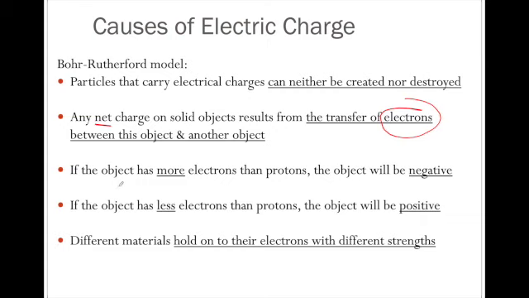Okay, so let's take a look. If the object has more electrons than protons, right? Remember that electrons are negative, protons are positive. The object will be negative overall, right? The net charge will be negative.